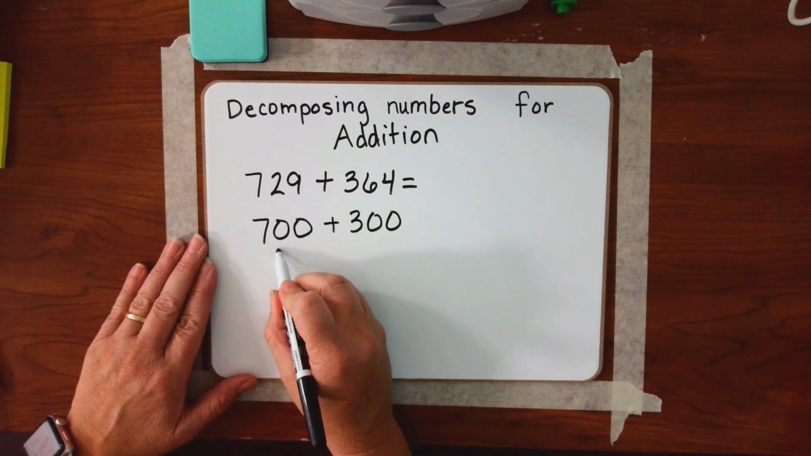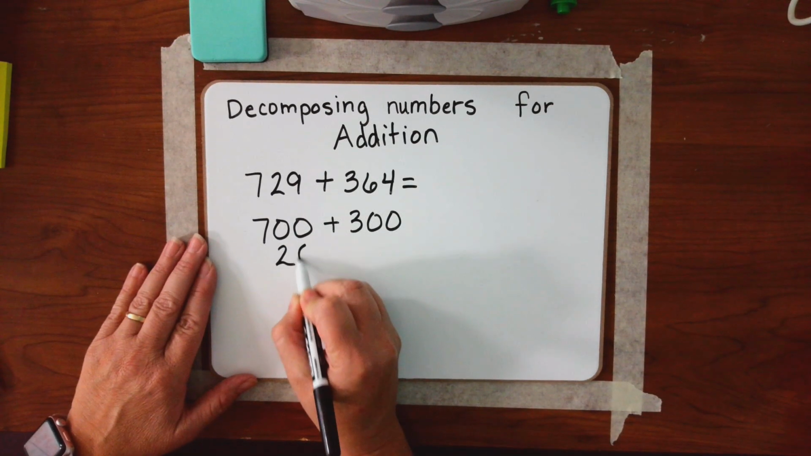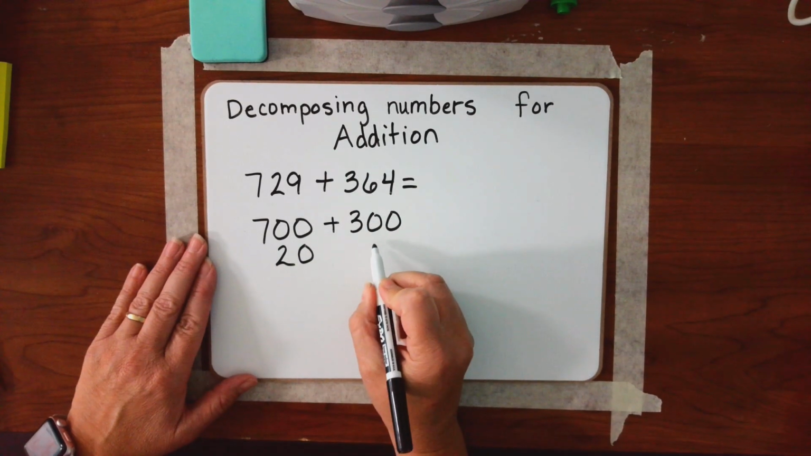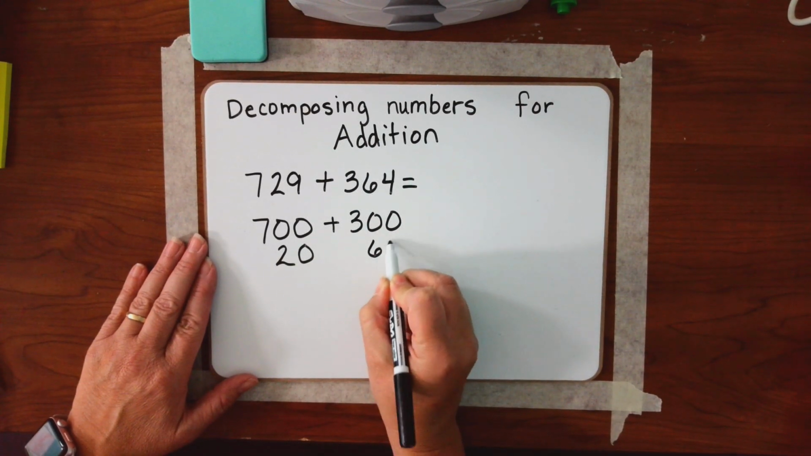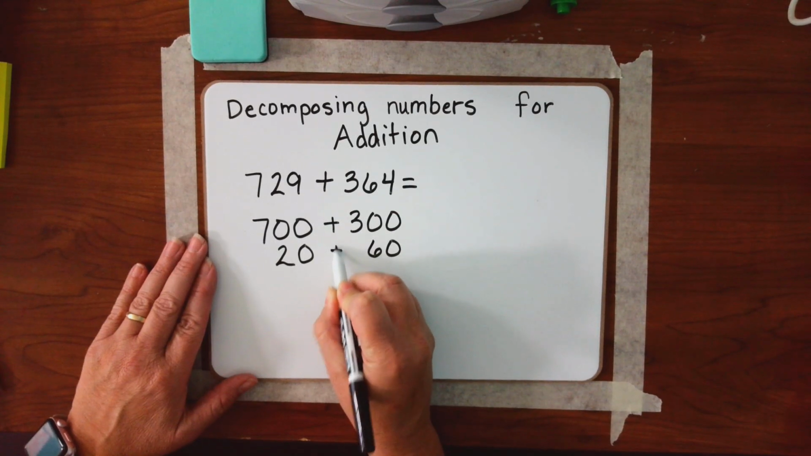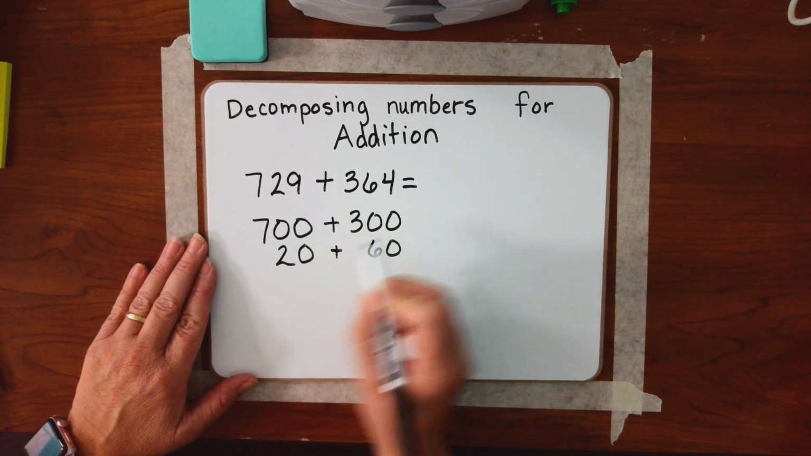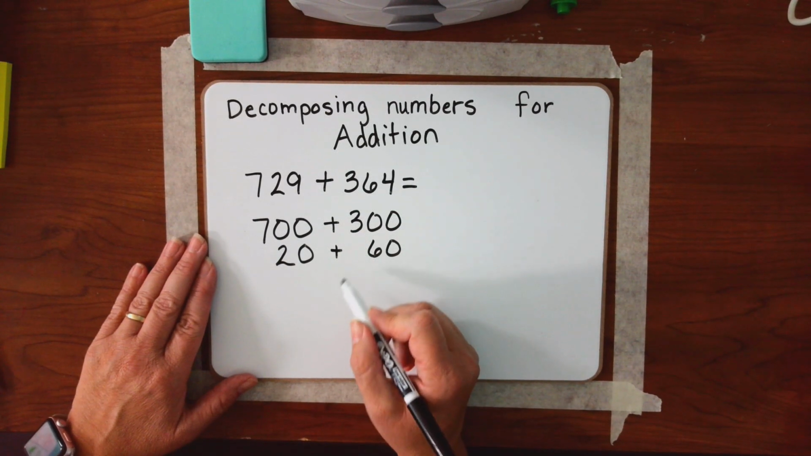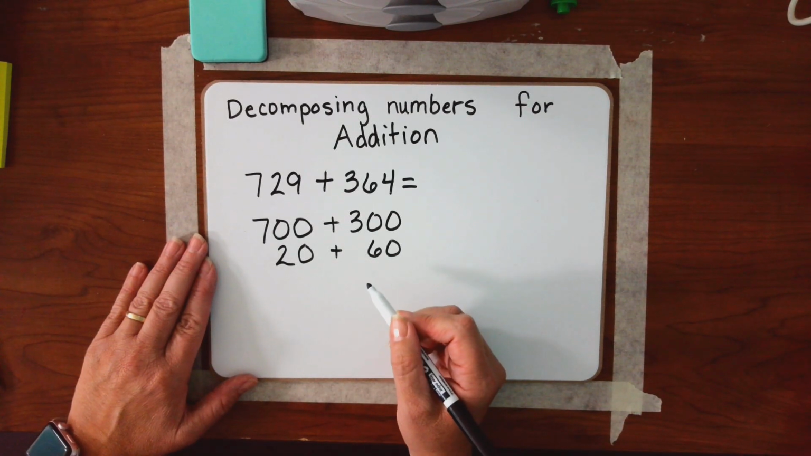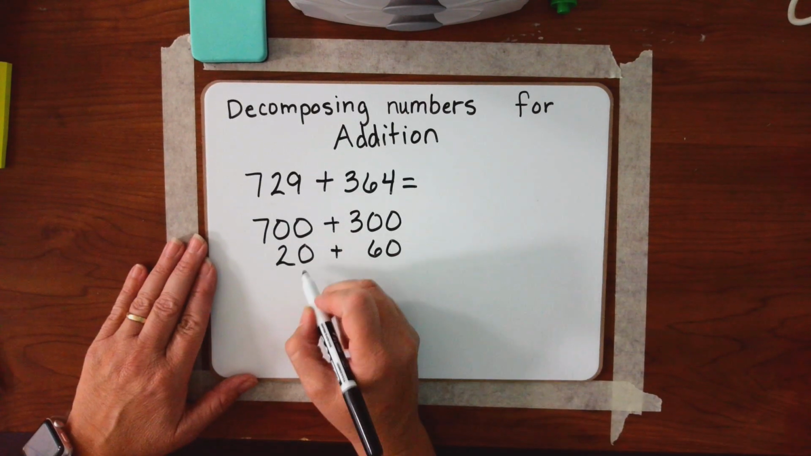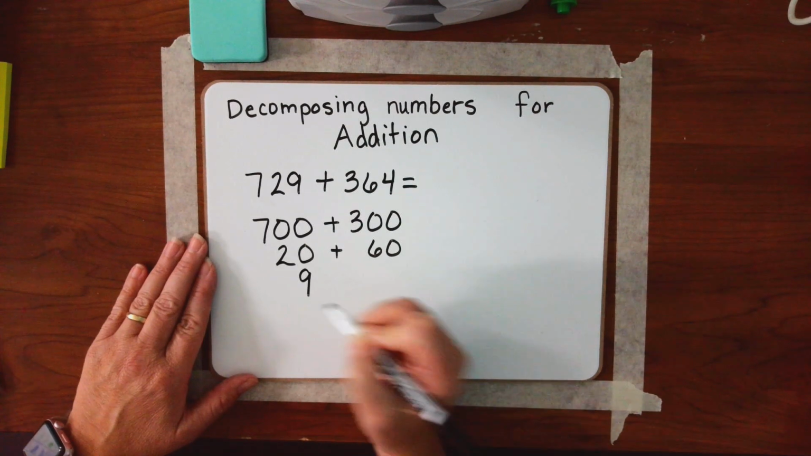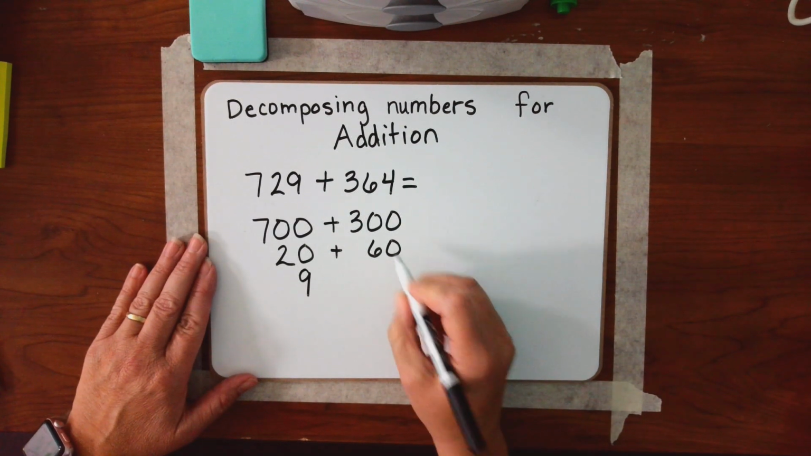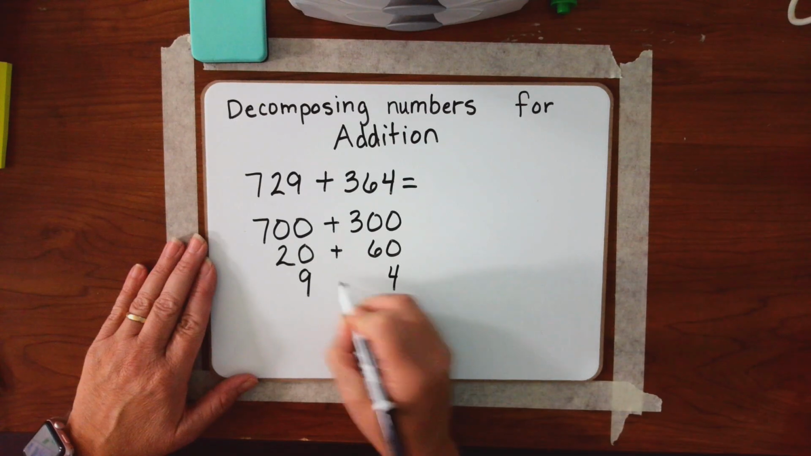In this number we're going to have 20. In this number we're going to have 60, which is 6 tens. We're writing them in the standard form. But Miss Haycraft is saying them also in the unit form. Then I have 9 ones, and we have 4 ones.